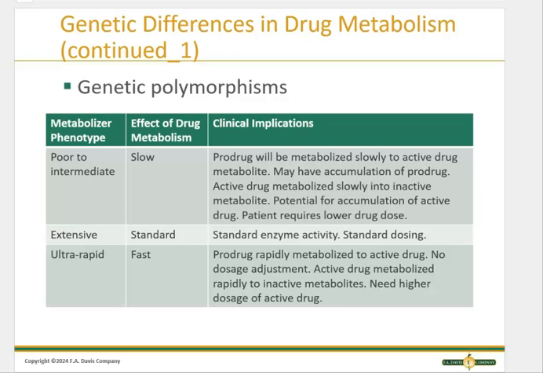Okay, if they're a poor metabolizer, what are we saying? They don't have a working enzyme, right? They cannot metabolize the drug correctly. Intermediate metabolizers are heterozygous for one working wild-type allele and one variant allele. Extensive metabolizers have 2 standard functioning alleles, but ultra-rapid metabolizers have more than one functioning copy of certain enzymes.